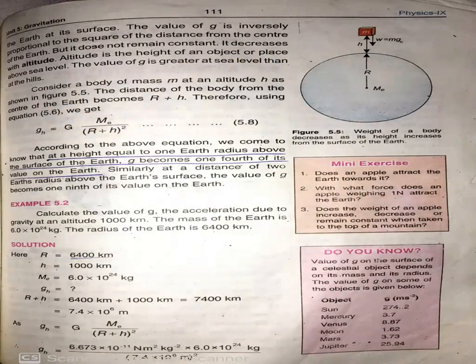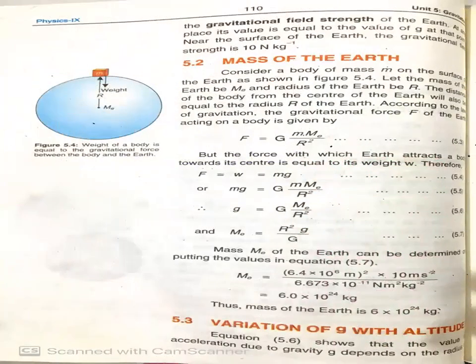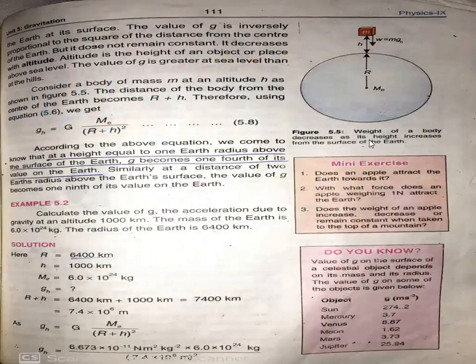But if I go back, in this case figure 5.4, the mass is lying on the surface of the Earth. So our law of gravitation becomes g = GMe/r², because the body is lying on the surface of the Earth and there is no height. But in figure 5.5, the mass is lying at some height. It is not lying on the surface of the Earth.